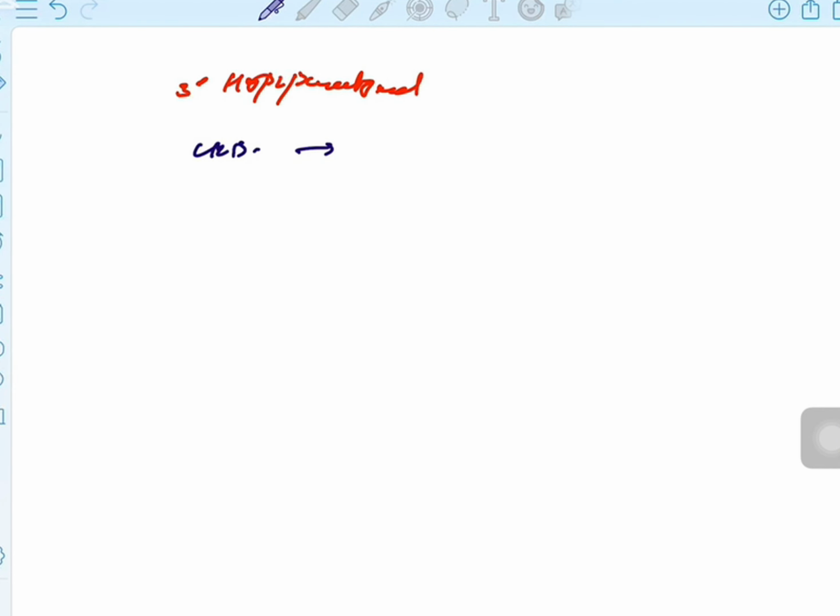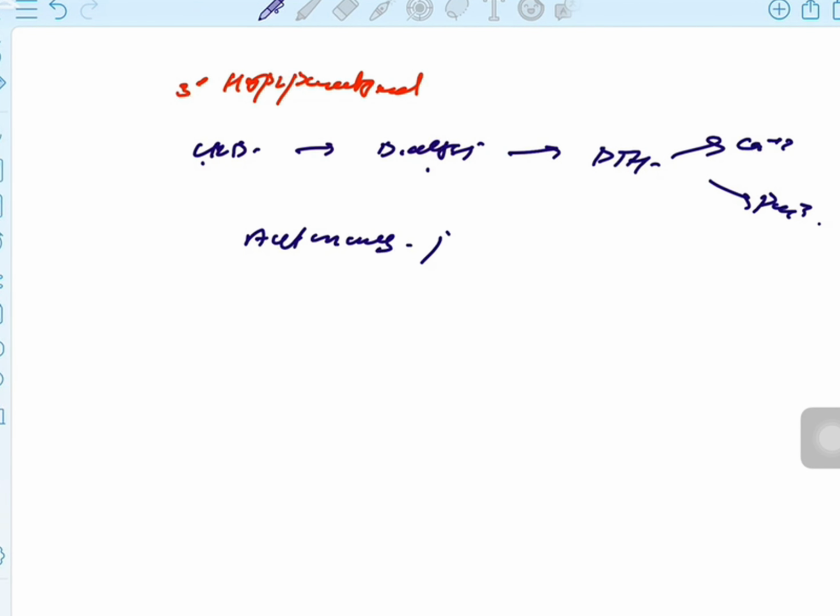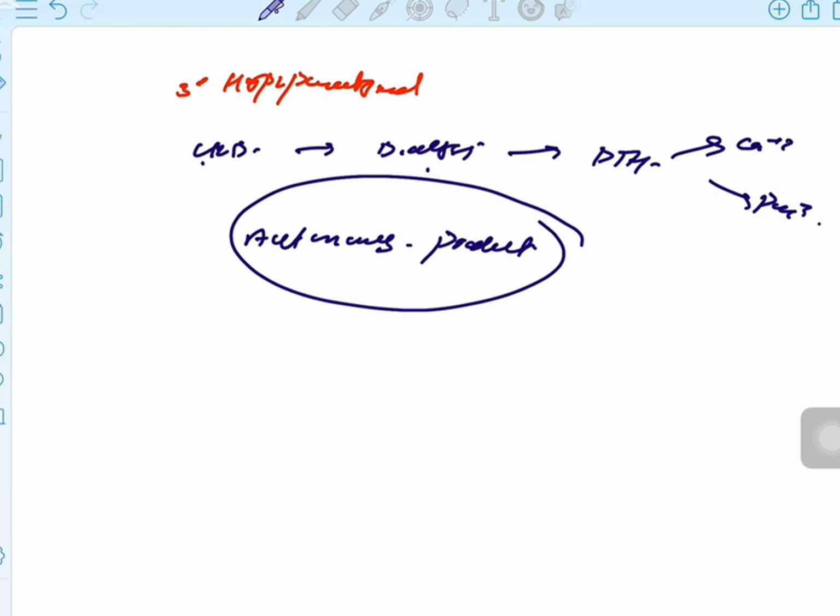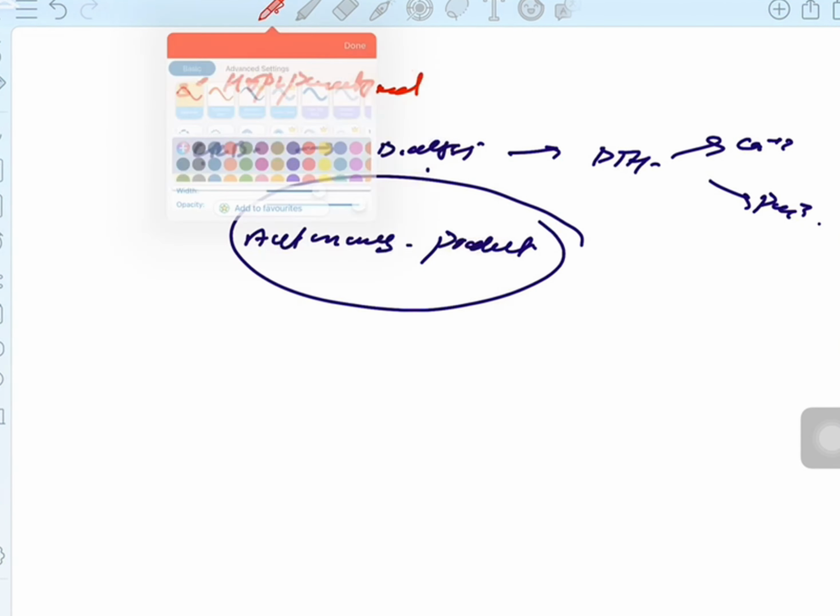Maybe the examiner will say that the patient was diagnosed with chronic kidney disease 6 to 7 years ago, and the patient is on dialysis. The chronic kidney disease patient is on dialysis, and what will we see? We will see a high level of parathyroid hormone, a high level of calcium, and a high level of phosphate. This condition is known as autonomous, uncontrolled production.